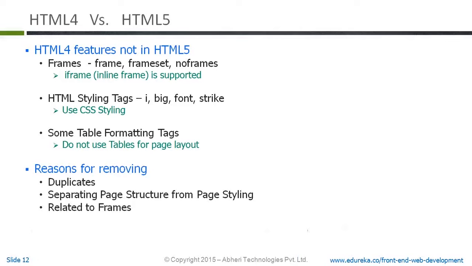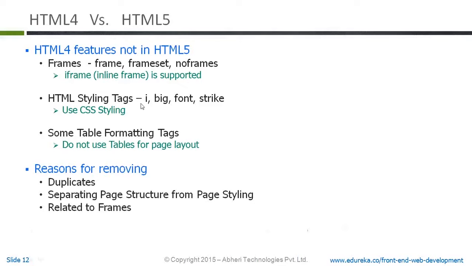If there are duplicate tags which serve the same purpose, then in that case the tags have been deleted. Another main reason is to separate the page structure from styling. Earlier, styling was also specified inside the HTML page itself. But as you know, HTML is meant only for specifying the structure of the page. Any styling has to be done in CSS. Earlier, in HTML4, both were mixed.